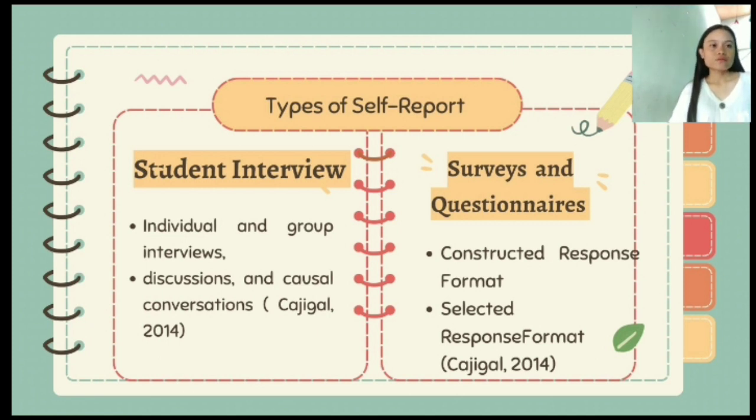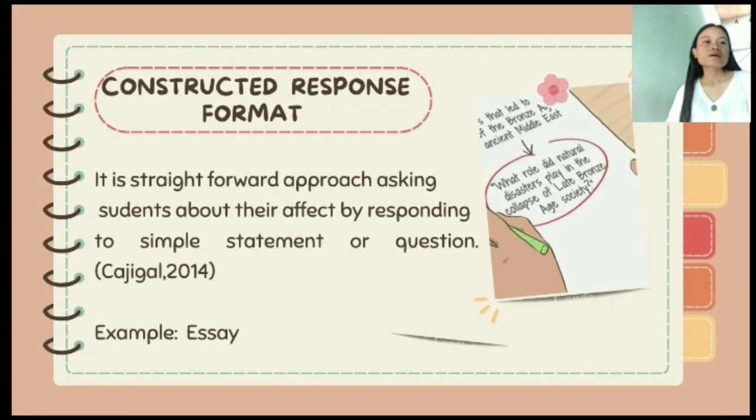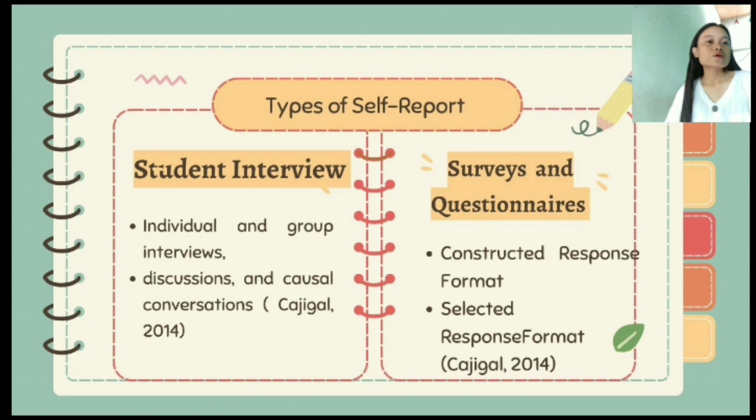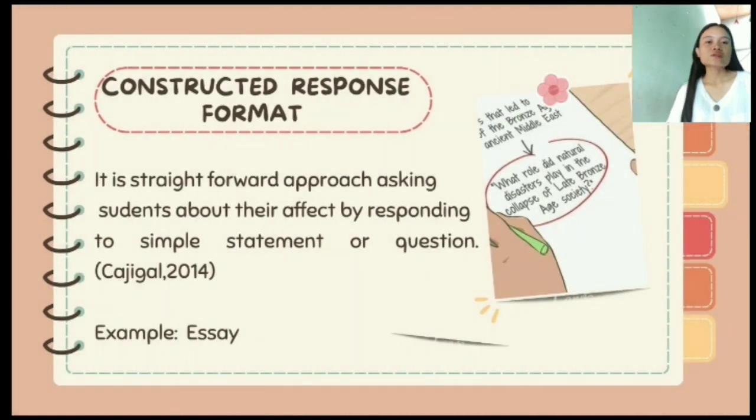In this student interview, the teacher may interview the students, like answering the question why I love physics as a subject. One important advantage of this interview is that the teacher can probe the answers of their students right then and right there. Let's proceed to the types of surveys and questionnaires.